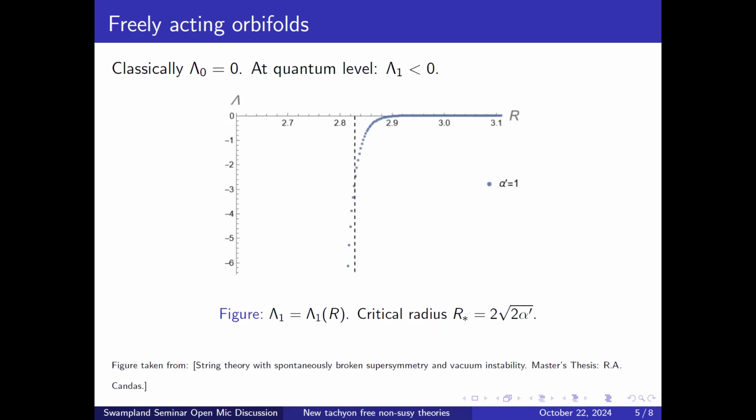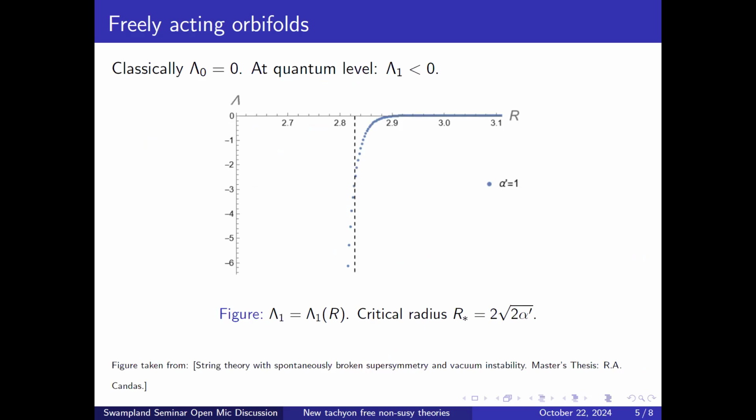However, there is an issue with these models related to the cosmological constant, which classically is 0, but then at one loop, at the quantum level, we compute the one-loop cosmological constant, which is negative. Here I have a plot for a particular example, a Z2 orbifold, of the one-loop cosmological constant as a function of the radius of the circle.